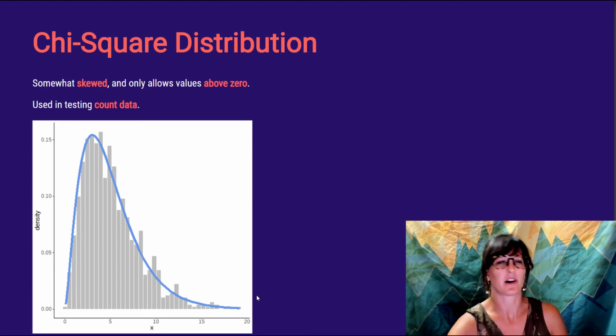And also, this can only take positive values. The chi-square distribution can only take on positive values, 0 or above. We'll use this when we test count data, when we do some tests on categorical variables. And so keep it in the back of your mind for now.